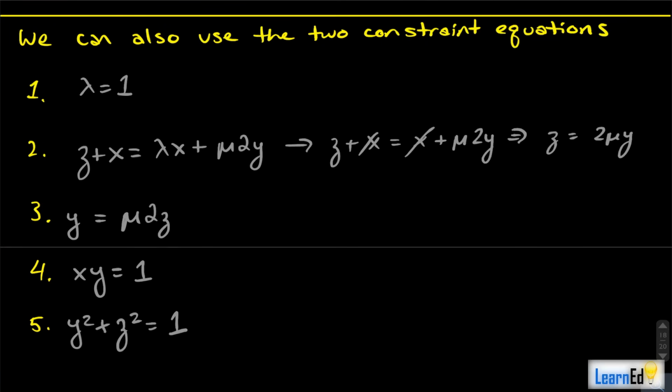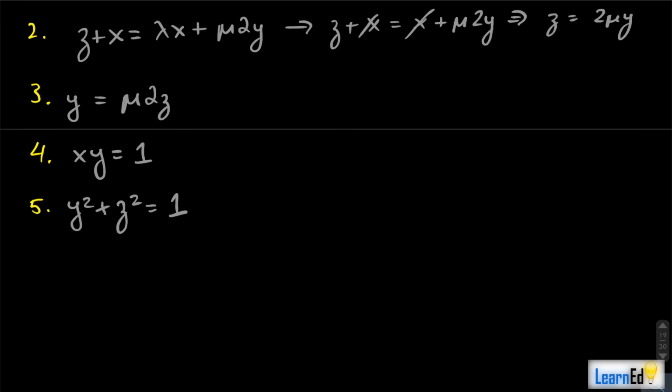Now, if that is the case, then this looks pretty similar to equation 3. So what I'm going to do is divide these 2 equations and see what we get. If I divide 2 and 3, I get z divided by y equals, the mu goes away and the 2's go away, we get y over z. So what we get is that z squared equals y squared.